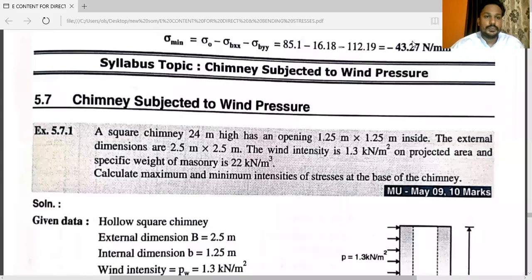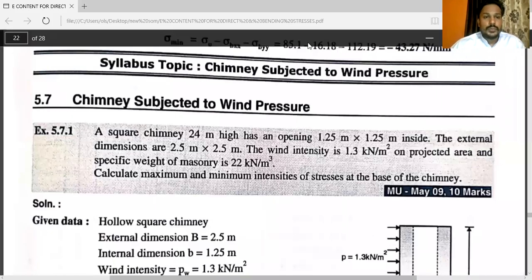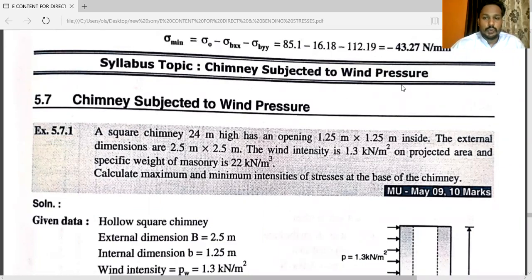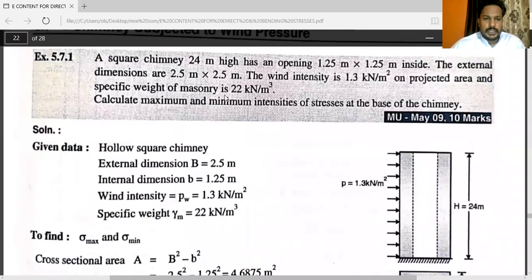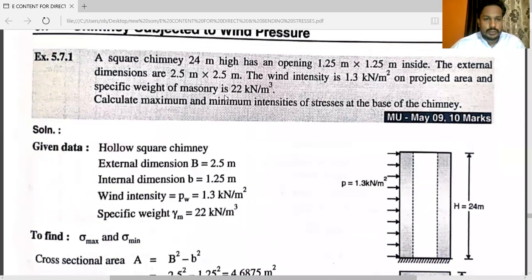Hello friends. Now I am going to start a new syllabus topic, that is chimney subjected to wind pressure. I am going to explain this point by using a university problem. See the problem. A square chimney 24 meter high has an opening 1.25 meter into 1.25 meter inside.